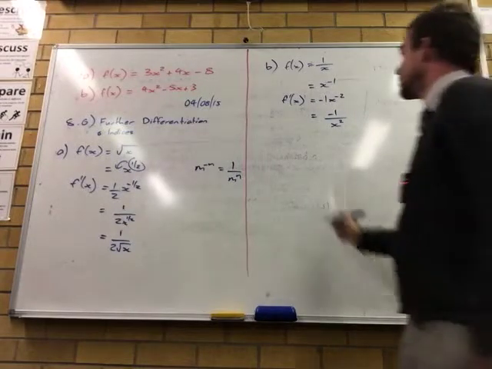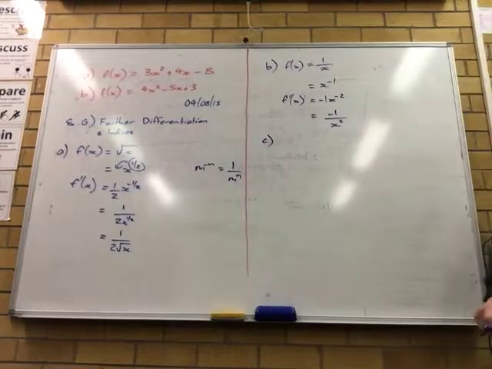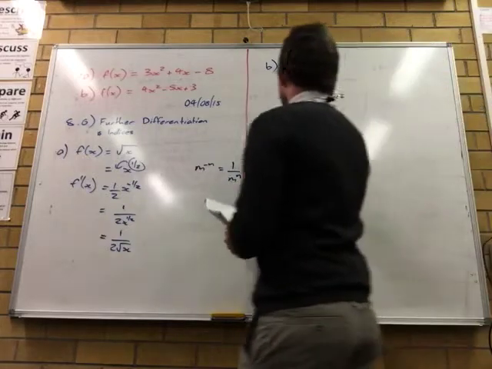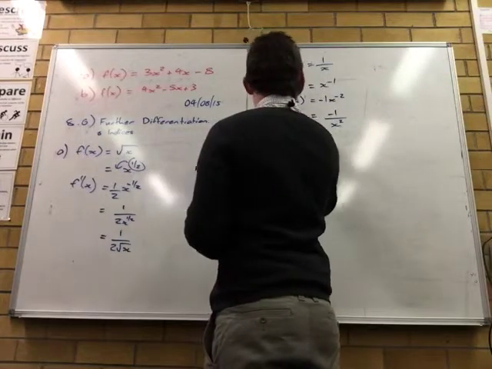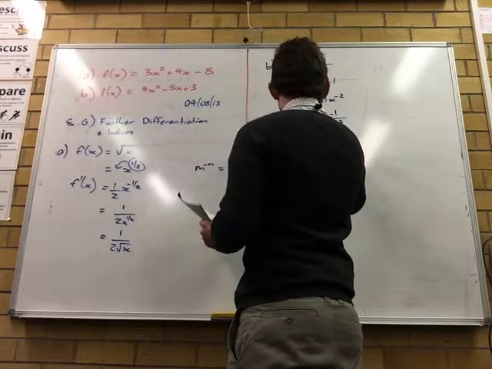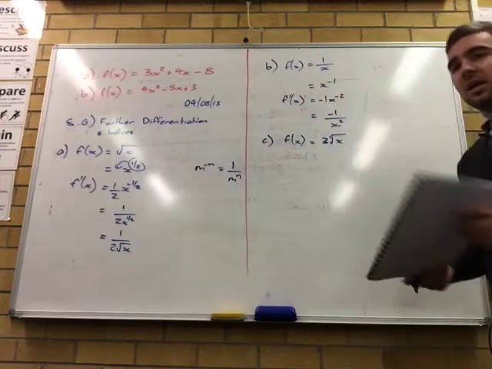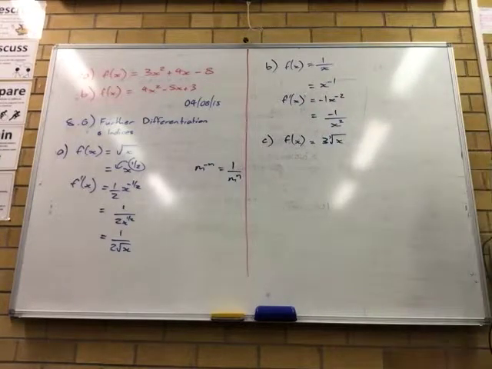Okay, any questions so far? Alright, 3 outside the cube root of x. Okay, step it up here. 3 outside the cube root of x. Not even close.